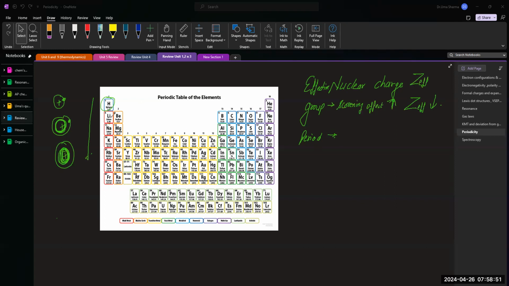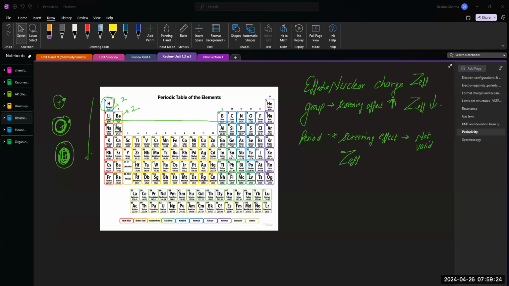Across the period, as you move, let's say second period, how many shells are there in lithium? 2. How many in beryllium? 2. Is the screening effect increasing or decreasing? No change. Screening effect, no change, not valid. Screening effect is valid only if you have some inner shell electrons. So what happens to Z effective?